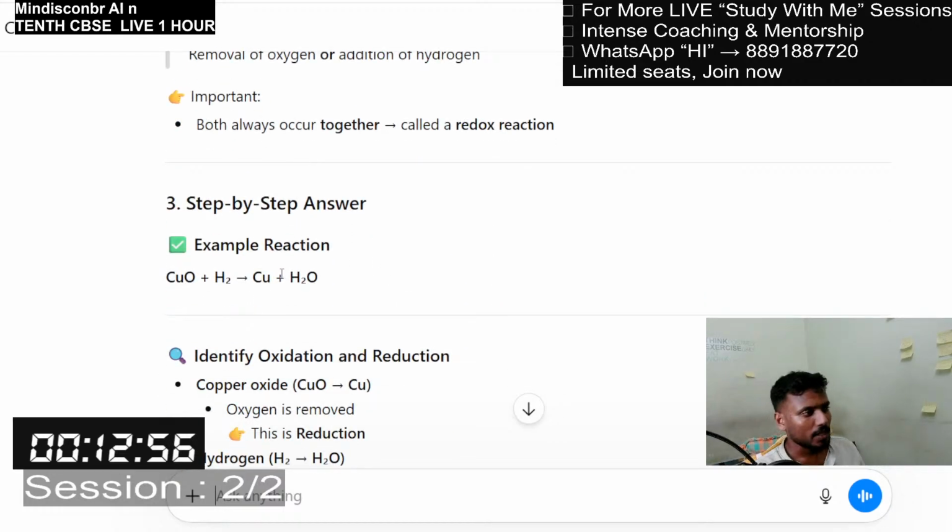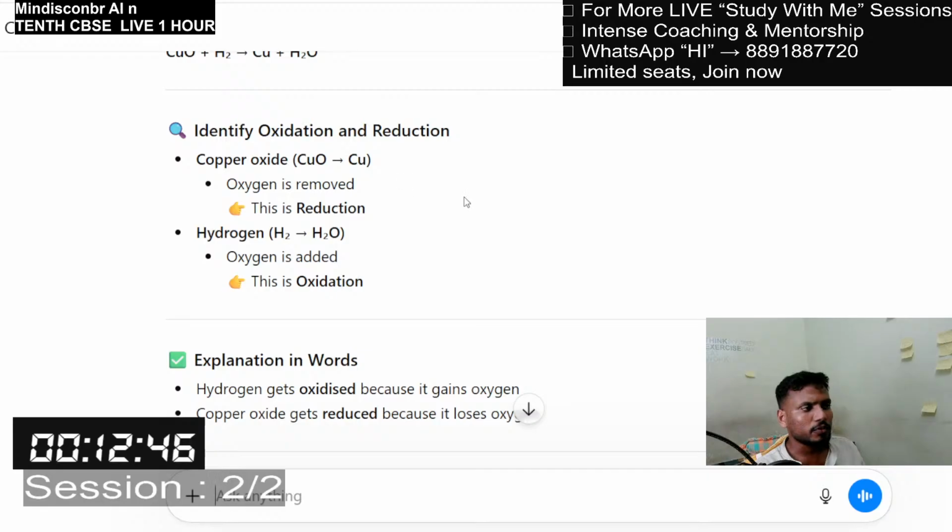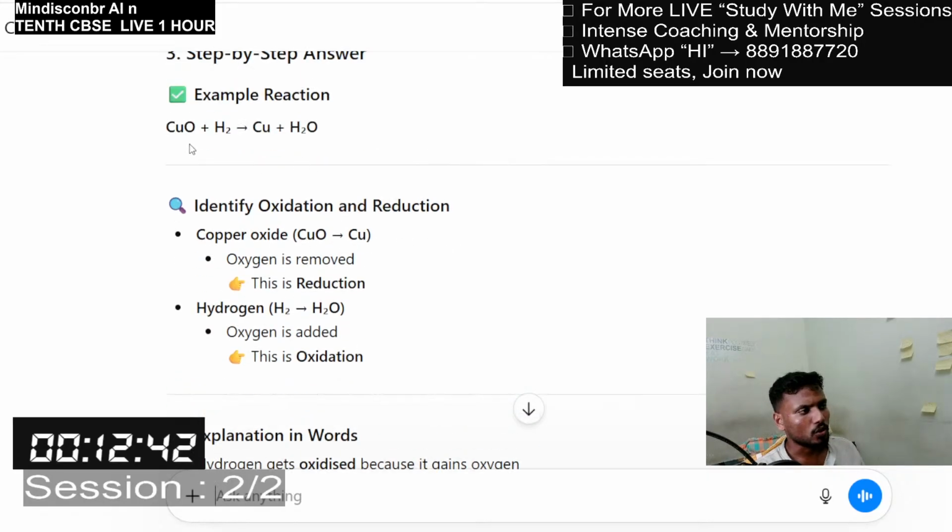Step by step answer. Example: CuO + H2 gives Cu + H2O, that is, copper oxide plus hydrogen gives copper plus water. Identify the oxidation and reduction. Copper oxide CuO is converted to copper, hence it is reduced because oxygen is lost, and hydrogen combines with oxygen to form water, hence addition of oxygen occurs, and it is an example of oxidation. Therefore hydrogen is oxidized and copper oxide is reduced.